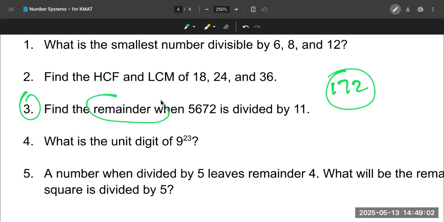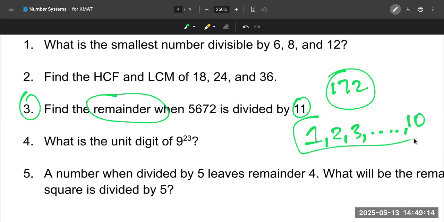What is the question asking for? Remainder, right? When a number is divided by 11, the remainder can be 1, 2, 3, 4, 5, 6, 7, 8, 9, or 10. Any number greater than 10, you can divide it by 11, right? So I am giving you 10 options.